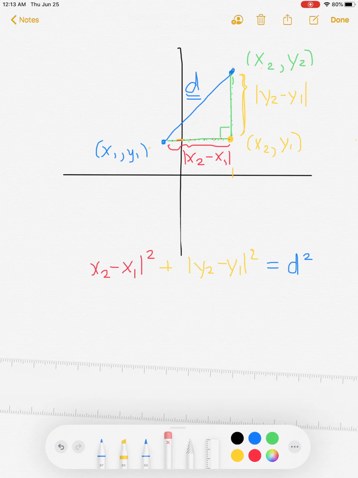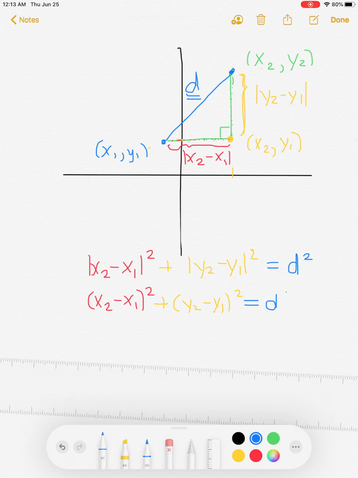Now, absolute value bars are already positive, so when I take an absolute value and I square that, it really has no effect on the value whatsoever. So this is the same as writing x sub 2 minus x sub 1, quantity squared, plus y2 minus y1, quantity squared, is equal to d squared.